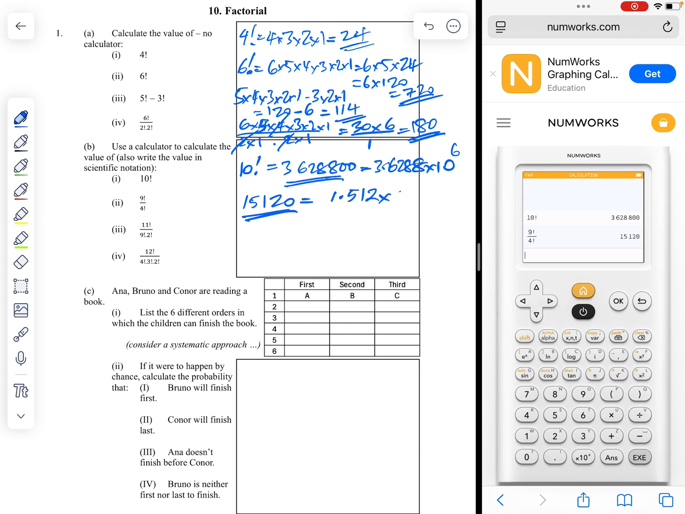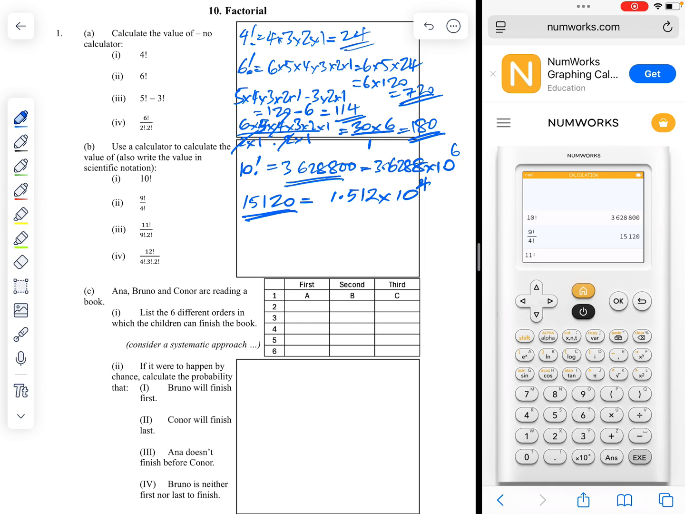In scientific notation, standard form, 1.512, keeping the digits in the same order, times 10 to the power 1, 2, 3, 4. So to get the decimal point where we want it, we have to move 4, times 10 to the power 4. 11 factorial over 9 factorial, 2 factorial, 11.